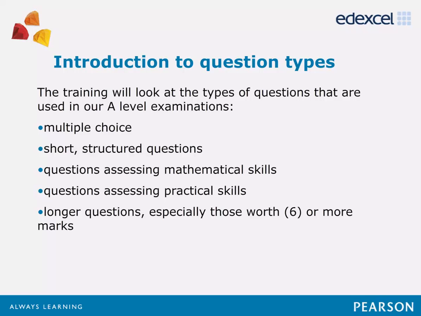Multiple choice questions tend to make up a small proportion of the question papers, with most other questions being short, structured questions, usually worth between 2 and 6 marks. The question papers also include 1 or 2 longer questions, typically worth 6 marks, although in biology these can be 9-mark questions. These longer questions are marked in a slightly different way, using a levels-based mark scheme. As you know, a proportion of questions on exam papers also assesses mathematical and practical skills.